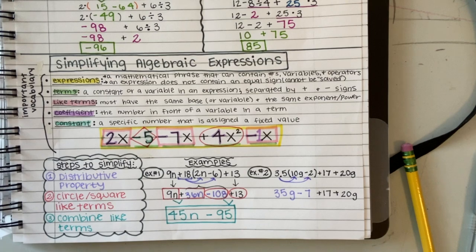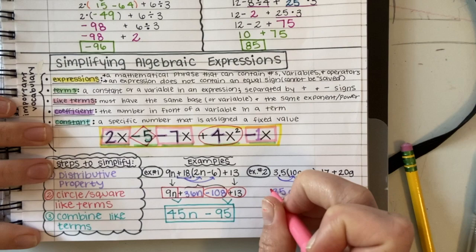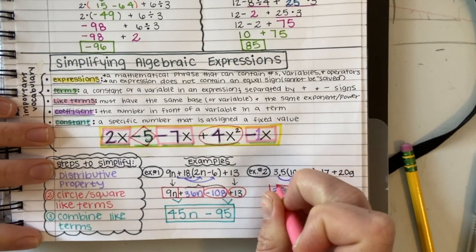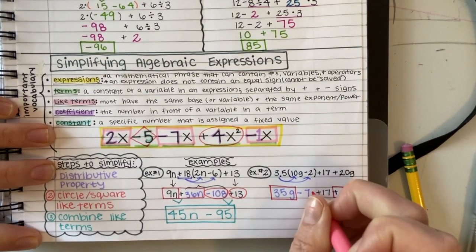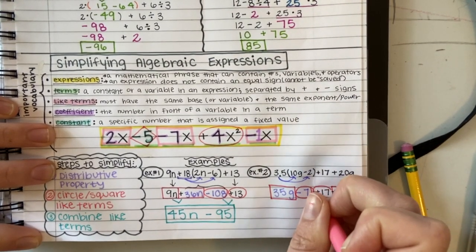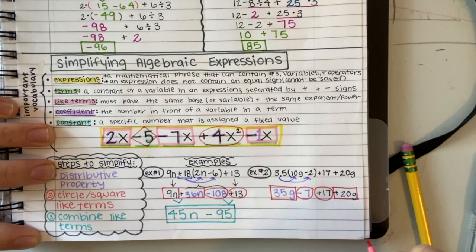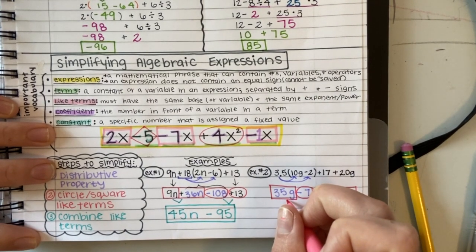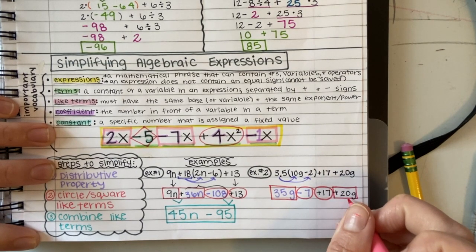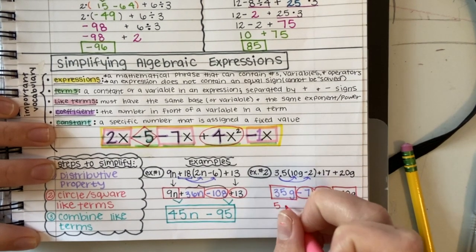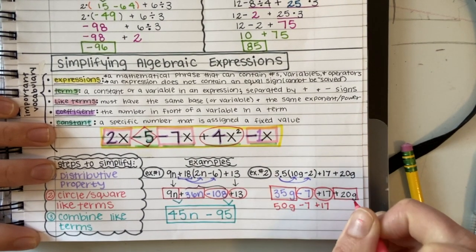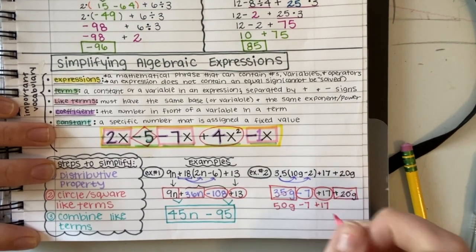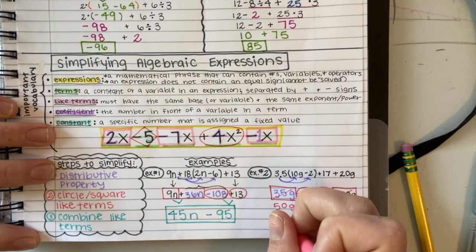And now I can circle and square my like and unlike terms. So everything that has a g variable, I'm going to put a square around. And then my constants, I'm going to circle. I can combine my like terms, so I'm going to combine this 35g plus 20g, which gives me 50g. I'm going to bring down these. So we did that.